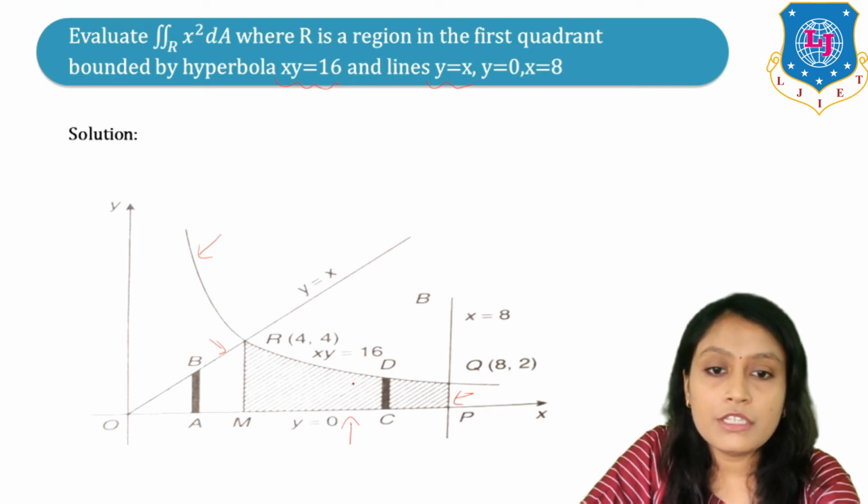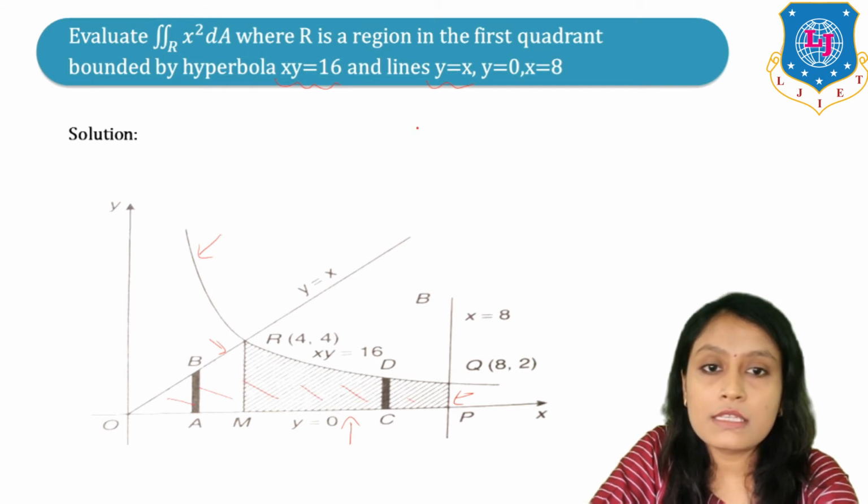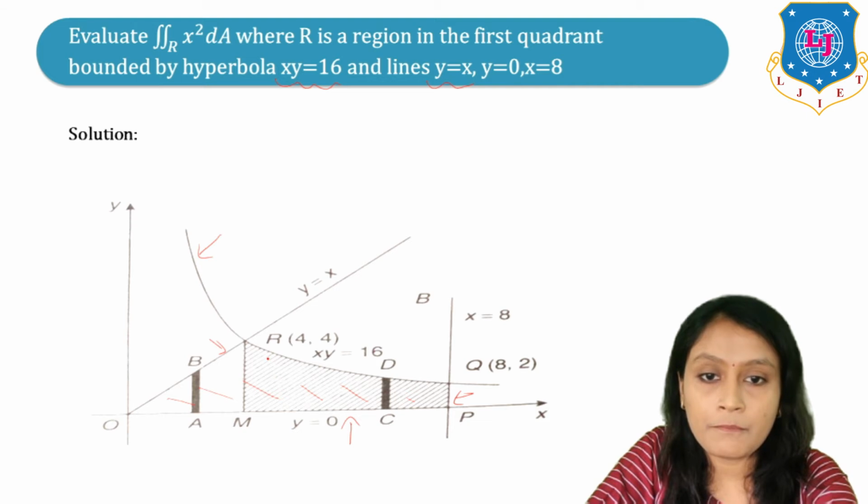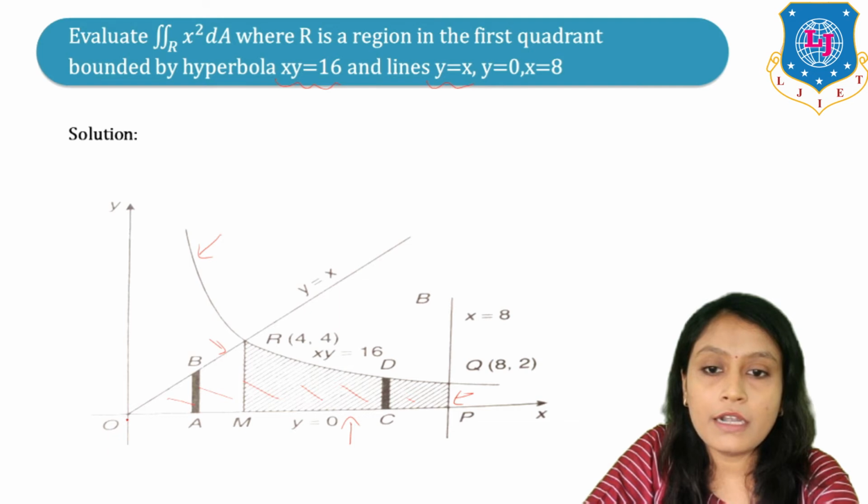Now the region is this region bounded by all these lines and this hyperbola. Now we have divided this region into parts, the part OMR and the other MRQP. So we have two regions: this is our first region R1 and this is the second region R2. We will evaluate this integral over R1 separately and R2 separately and at last we will add them. But before that we have to find this point R.